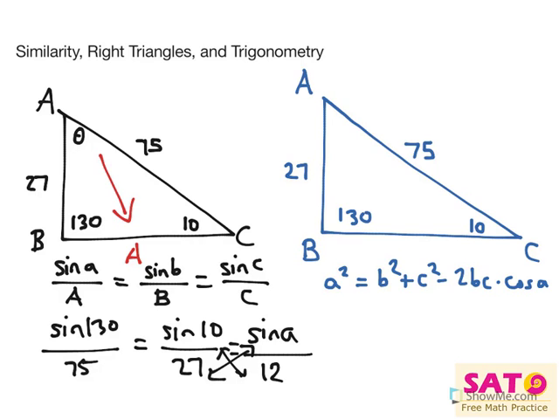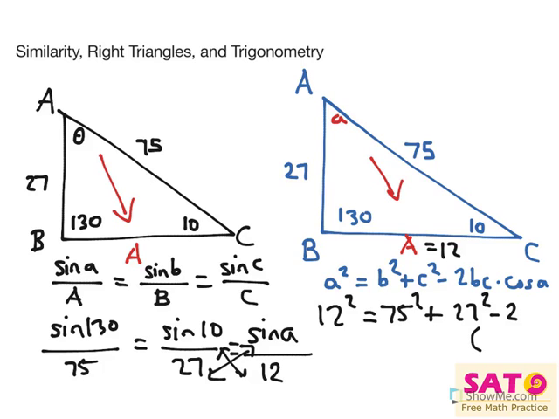Now for law of cosines, let's say we're solving for A squared, the side opposite angle A. So let's say the opposite side is 12, and 12 squared equals 75 squared plus 27 squared minus 2 times the sides 75 and 27 times cosine of 10. And we would get a result for those two.